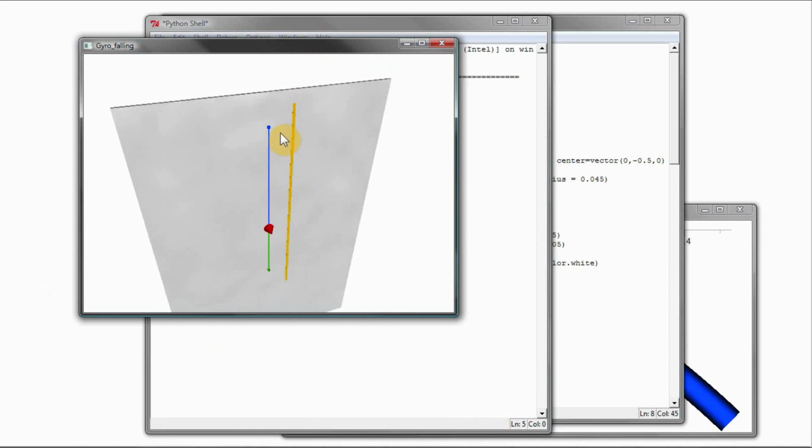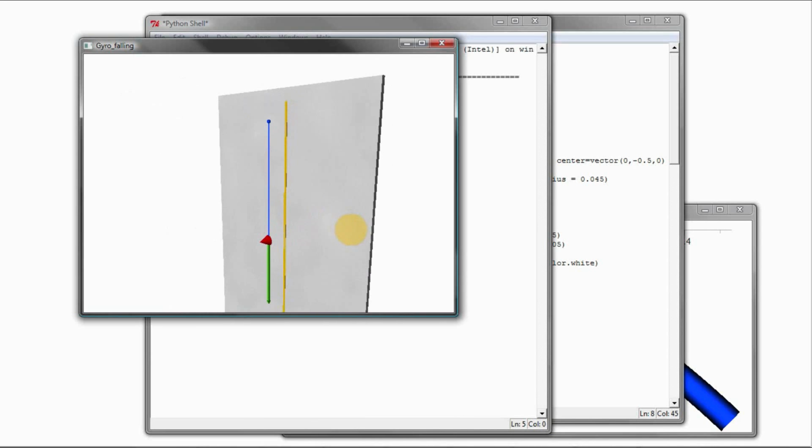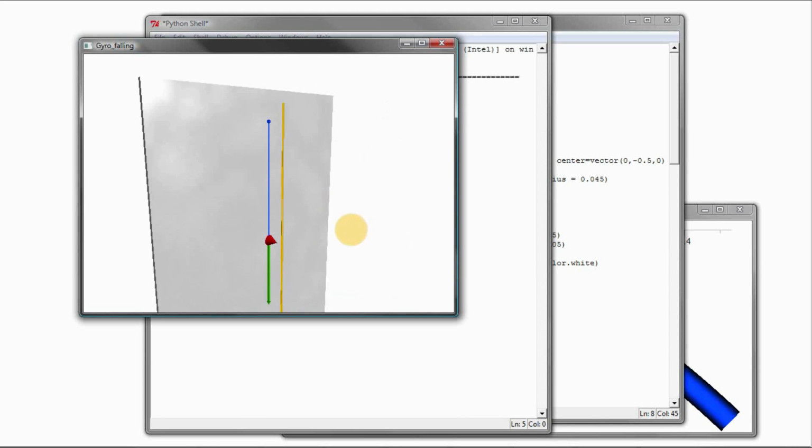Alright, so here we have the weight represented by the green vector, the gyroscope here, and this is the trajectory.